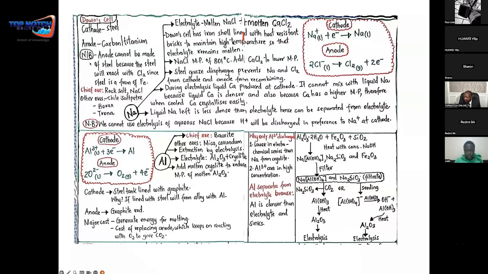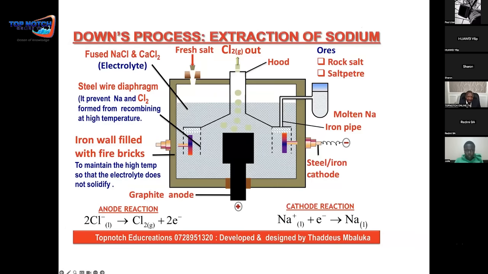This one is just a simple diagram, if you have ever used this book, the Octopus book, the one with all these charts. These charts are communicating, they are not just anything. They give you the ores, like sodium, rock salt, and saltpeter. We have the wood, the chlorine gets out from the wood. The electrolyte is fused, meaning molten, sodium chloride, calcium chloride. The steel wire diaphragm, what is the role of it? Iron wall filled with fire bricks, what is the role of it? The cathode and anode reactions are written there, and don't balance the electrons. Start writing two up and two up, we don't require you to balance the electrons. And I think I'm very clear about that. Have you got it right, students?